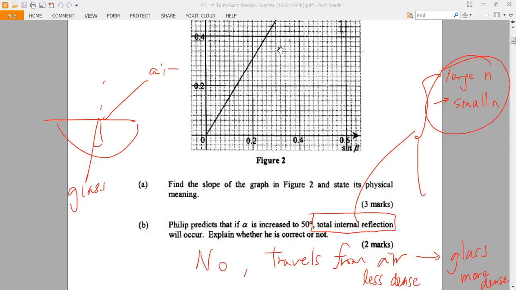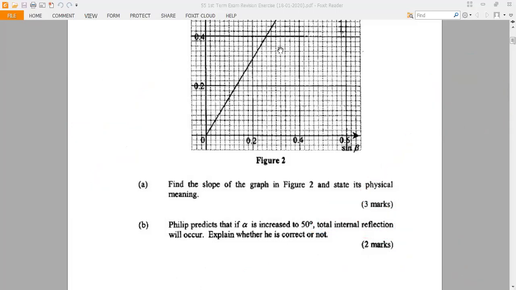Is it okay? But if you don't understand what I'm talking about, you need to revise these parts: total internal reflection. What are the conditions for that? Okay, so this is question 1. Now, let's continue to the second one. You may stop me if you have any question.